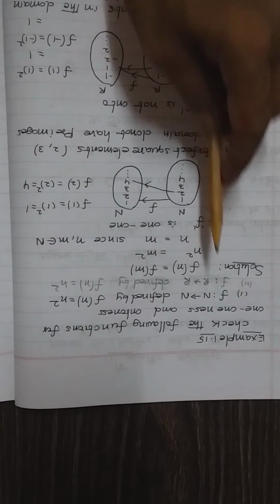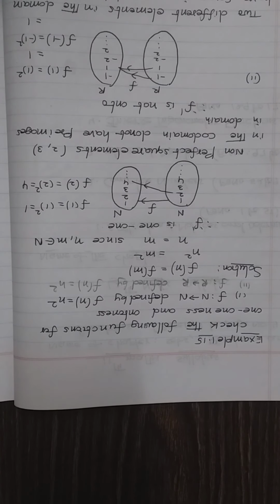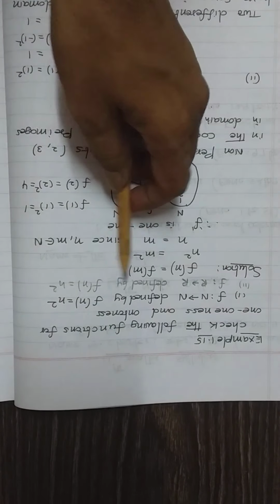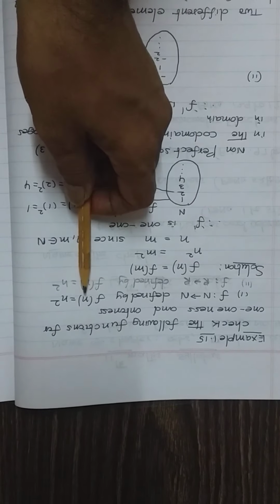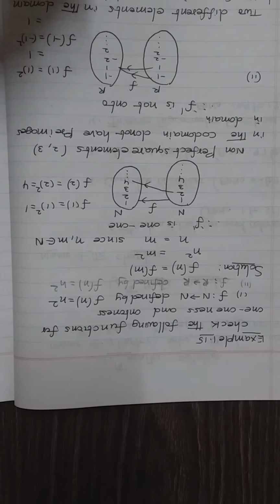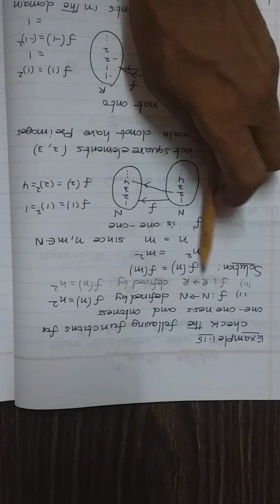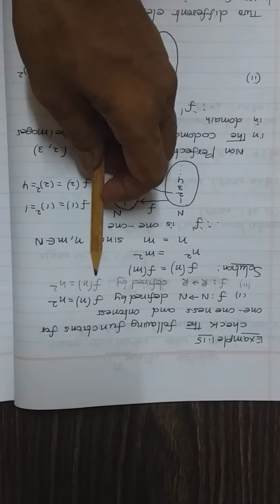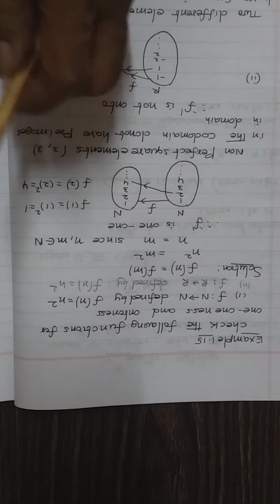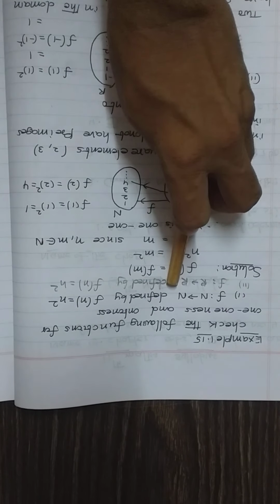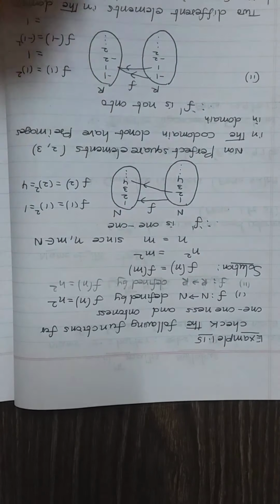Now two functions are given. F is a function from N to N, natural number to natural number. Domain is natural number, codomain also natural number, defined by f of n is equal to n square. That is the first one. Second one, sorry students, I wrote in pencil, f from R to R, real number to real number, defined by f of n is equal to n square. So there is a difference. The function is the same, but the first function is defined from natural number to natural number, and the second function is defined from real number to real number.